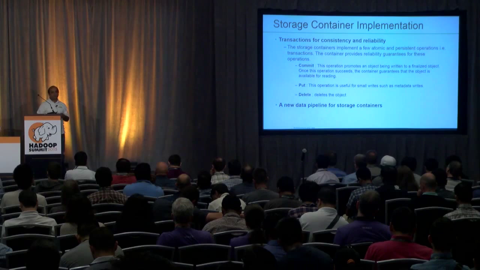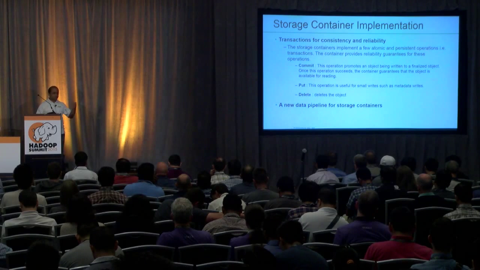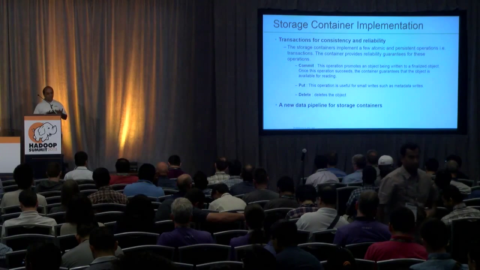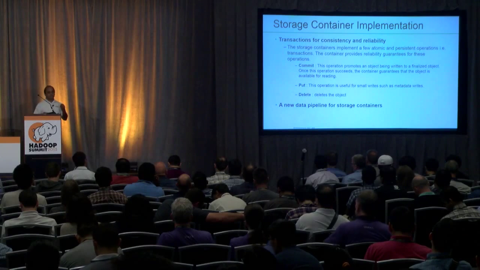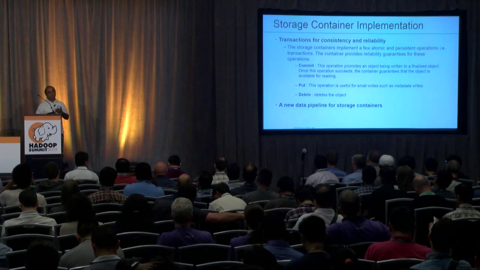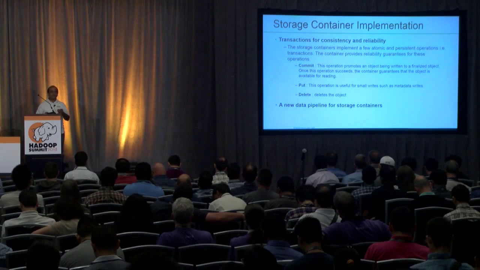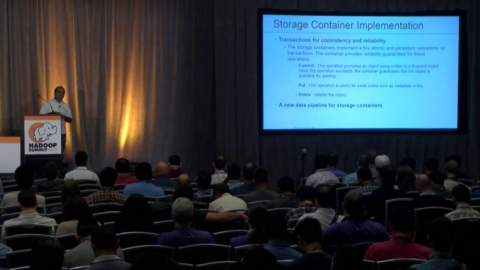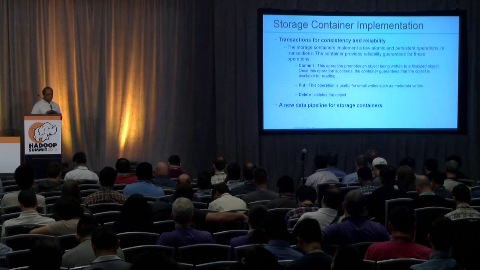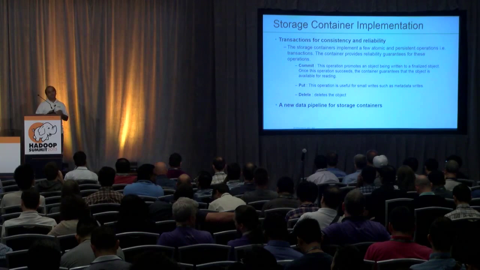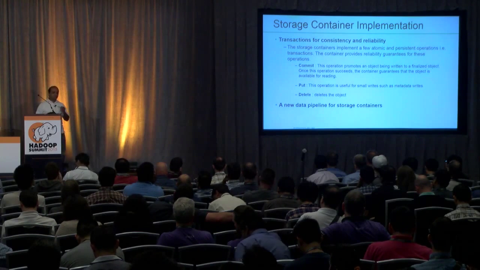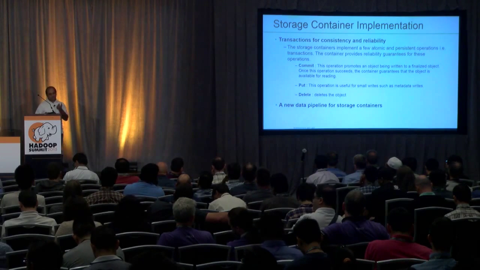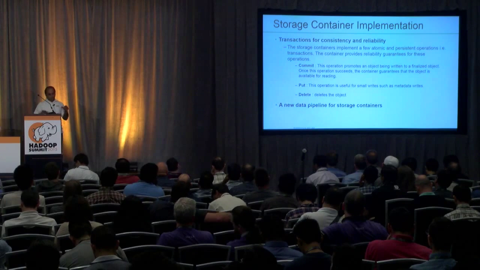Now there are 3 important transactions. Commit is very important because when the data is being written to the pipeline, at some point data has to be made visible, and the commit operation basically promotes it to the visibility status, and after that the container guarantees that this data will be there. And the put operation is useful for a small object, for metadata, and of course we need a delete. This notion of transaction is also important and useful to ensure the consistency of the pipeline, and we will use it for that.